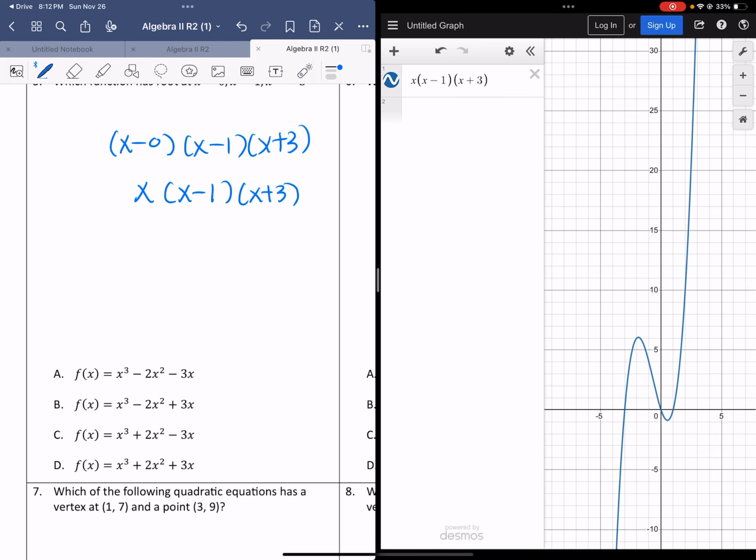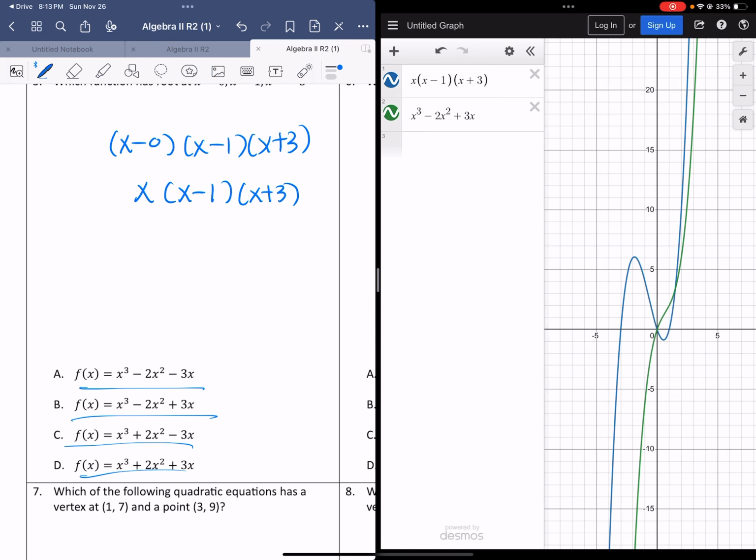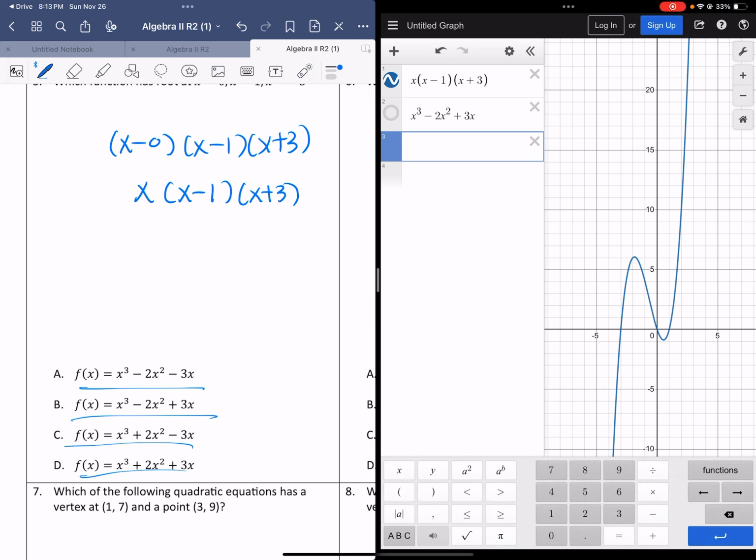I got this graph, and the only thing I have to do is plug in every single one of these and see which one is the same thing. Like 2x squared plus 3x. I'm pretty sure some of you will forget this square here. And do you see this one is different? So, well, that's not the answer.